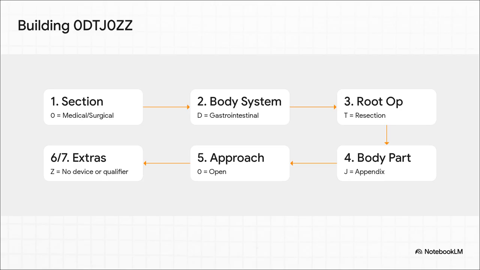Unlike diagnosis codes, which you can just look up in an index, ICD-10 PCS procedure codes are built character by character from specific tables, based directly on the operative report. Take an open appendectomy, for example. The first character, 0, tells us it's medical/surgical. D is for gastrointestinal, T is the root operation for resection, J specifies the appendix, 0 defines the open approach, and the Z's mean no devices or extra qualifiers were involved. 7 distinct characters, every single time. It's like a giant puzzle.